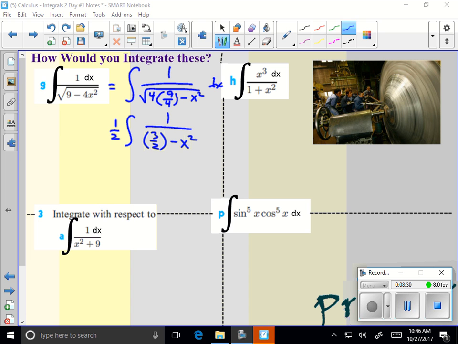So we said that the integral of 1 over the square root of a squared minus x squared dx was arc sine of x over a, right? So we're going to take 1/2 of the arc sine of x over a. Well, x over 3/2 is the same as 2x over 3.